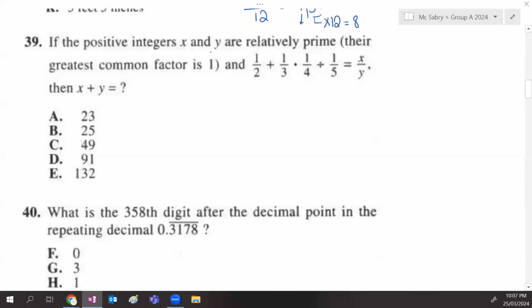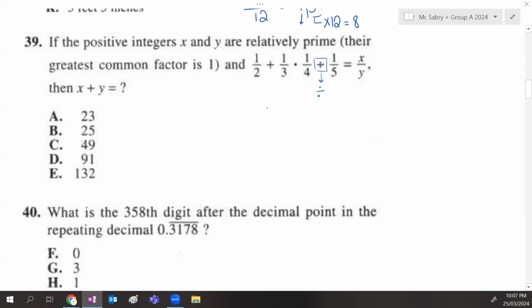If the positive x and y integers are relatively prime, their greatest common factor is 1. And half plus... is equal to x/y, then what is x plus y? It's a simple equation, by the way, but I'd like to make it clear, this is actually a division sign, not a plus sign. It's just not clear because of the resolution.